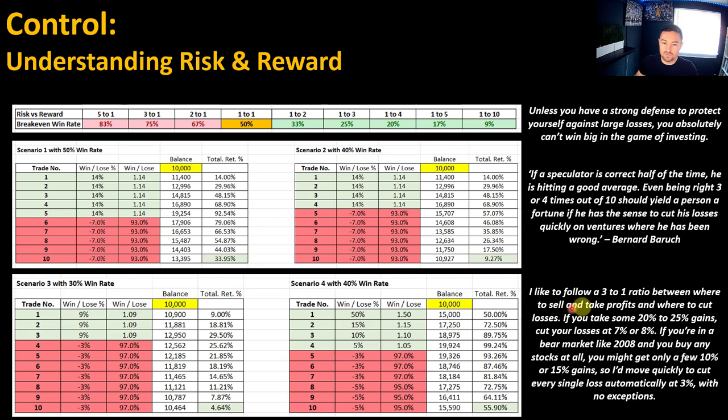O'Neil quote: I like to follow a 3-to-1 ratio between where to sell and take profits and where to cut losses. If you take some 20 to 25% gains, cut your losses at 7 or 8%. If you're in a bear market like 2008 and you buy any stocks at all, you might only get a few 10 or 15% gains. So I'd move quickly to cut every single loss automatically at 3% with no exceptions. Why is he saying that? To protect his risk versus reward relationship, because he knows it's going to be harder to get the bigger gain. So it's all about maintaining that healthy risk versus reward relationship.